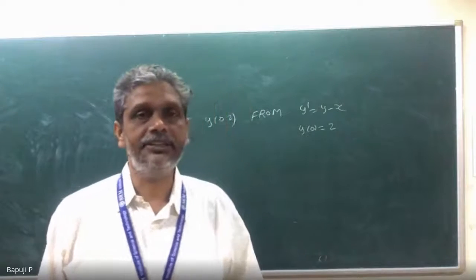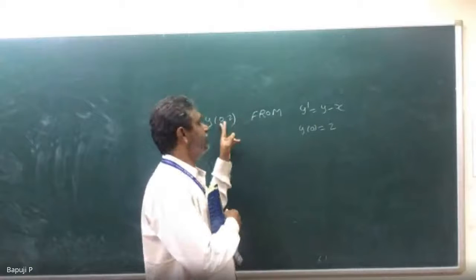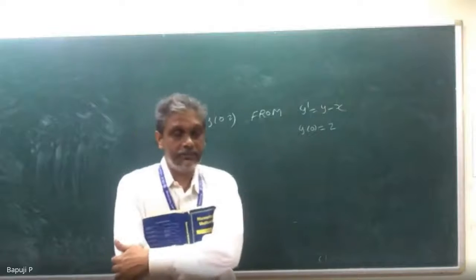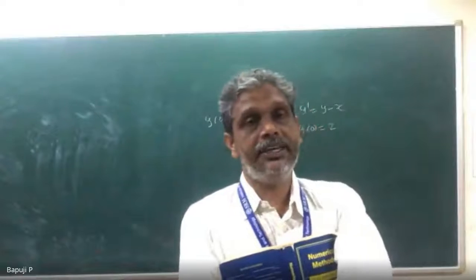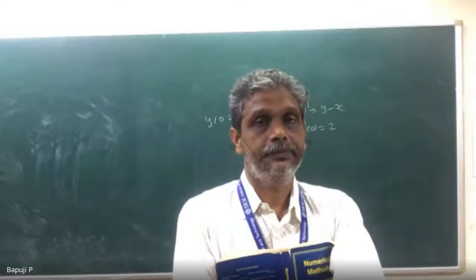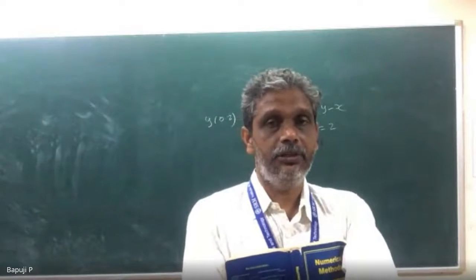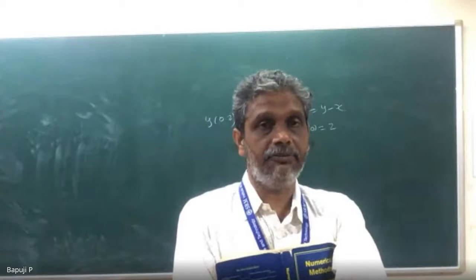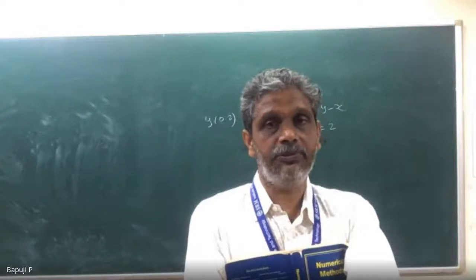So from this what are you understanding? x naught is equal to 0, y naught is equal to 2. So x1 is what? 0.2. So what is our h? What is my h here? Sir, the initial value is 0 and the new value is 0.2. When x is 0.2, what value do I want to find out? So what is h? How much step am I taking? From 0 up to where am I going?